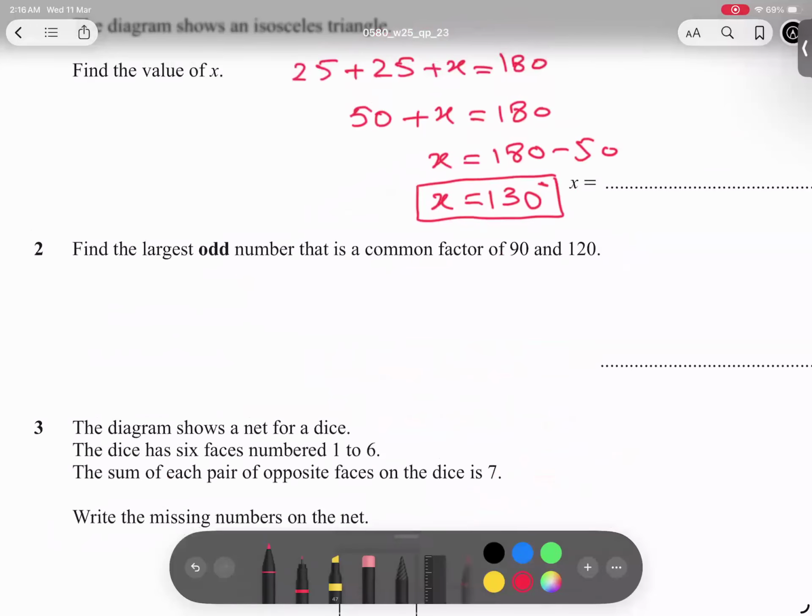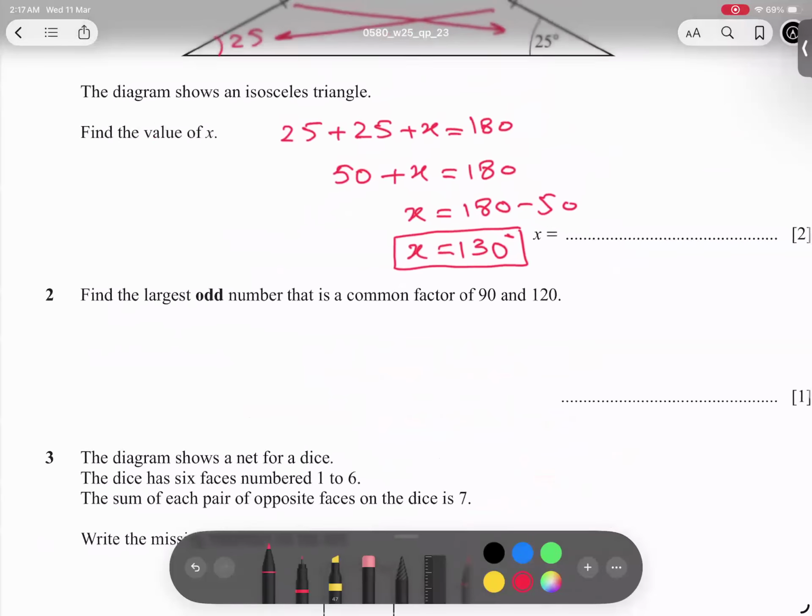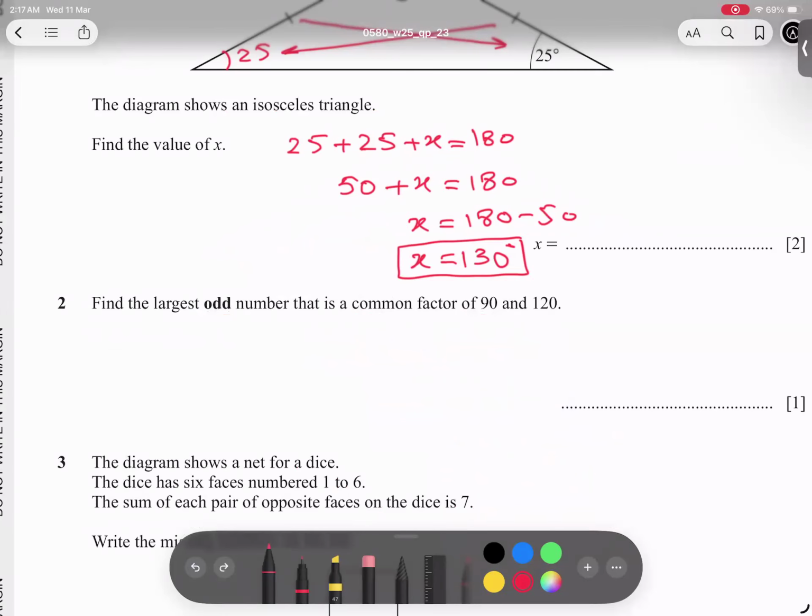Let's talk about question number 2. Question number 2 is asking for the largest odd number that is a common factor of 90 and 120. Common factor. We can do it two ways, but I think this way is better. So 90 and 120. Both numbers are divisible by 2: 2 fours are 8... 2 45 times, 2 60 times. Again table of 3 now: 3, 1 time, 3 15 times, and 3 20 times.